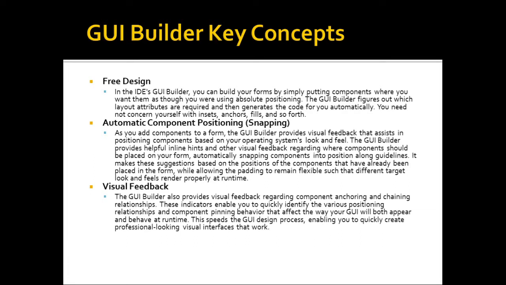In the visual feedback, the GUI Builder also provides visual feedback regarding component anchoring and chaining relationships. These indicators enable you to quickly identify the various positioning relationships and component spinning behavior that affect the way your GUI will both appear and behave at runtime. This speeds the GUI design process, enabling you to quickly create professional-looking visual interfaces that work.